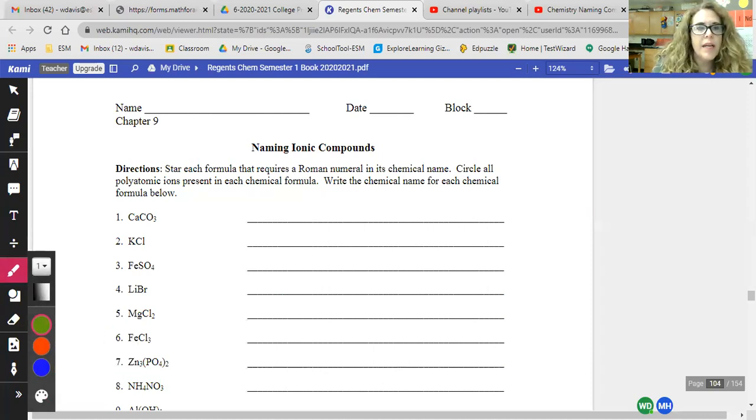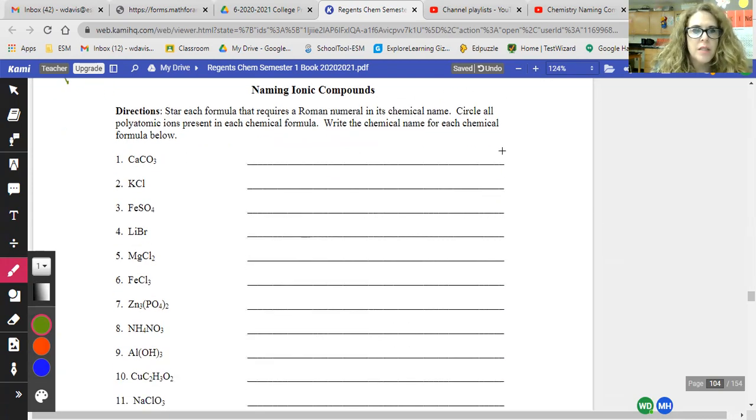All right, so we're now on page number 104 in our notes book. Let's do some more practice naming ionic compounds. All right, so we're going to star each formula that requires a Roman numeral in its chemical name. That's the first thing I want to go through and do.